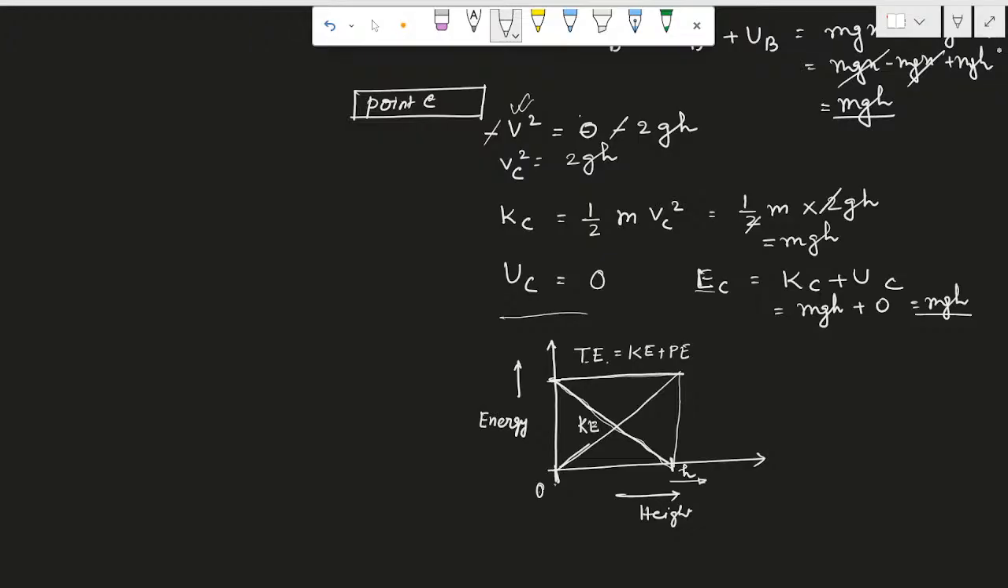So the total energy, which is a line parallel to the height axis or x-axis, denotes that it is a constant quantity. If your y-axis quantity is parallel to the x-axis, then you can say the y-axis quantity doesn't change. So that is denoted by this line.